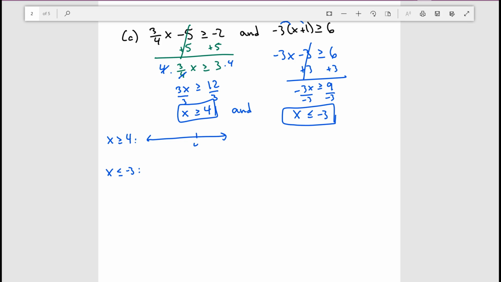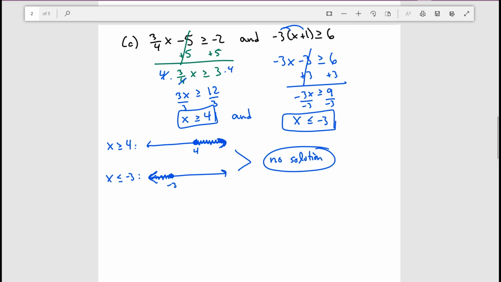So here is 4. 4 is included, and it's going to be everything that's greater than. Everything greater than here. This one is negative 3. So negative 3 is over here, and it's included, and it's everything that's less than. And notice that these have nothing in common, so in this case, it's going to be no solution. All right. So that's all there is really to it for these types of problems. If you have any questions, let me know. Otherwise, in the next video, I will do the OR case.